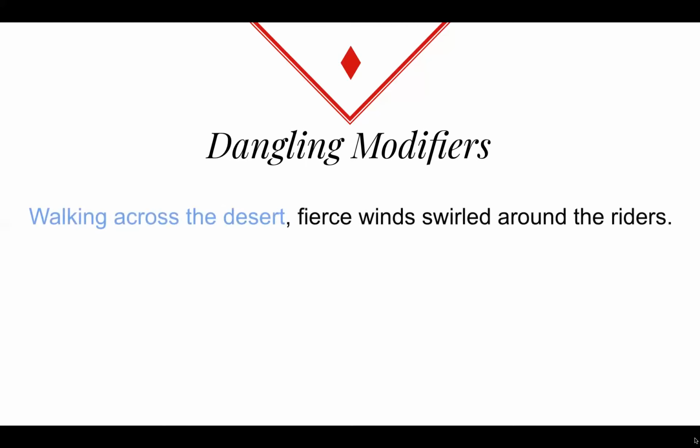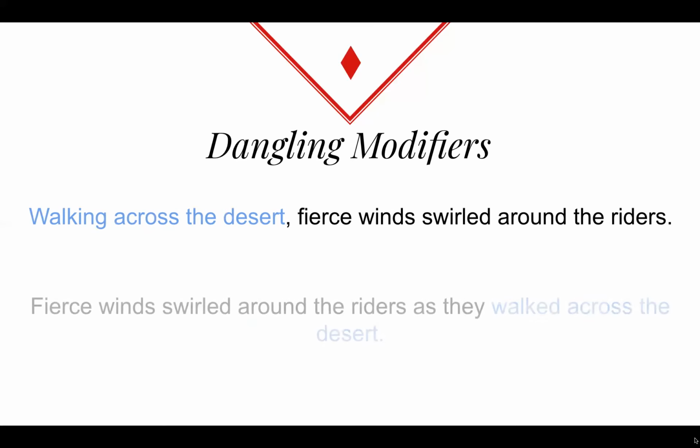Walking across the desert, fierce winds swirled around the riders. Here, the dangling modifier makes it seem like the winds are walking across the desert. Fierce winds swirled around the riders as they walked across the desert. The sentence has been rephrased so that the riders are the ones walking across the desert.